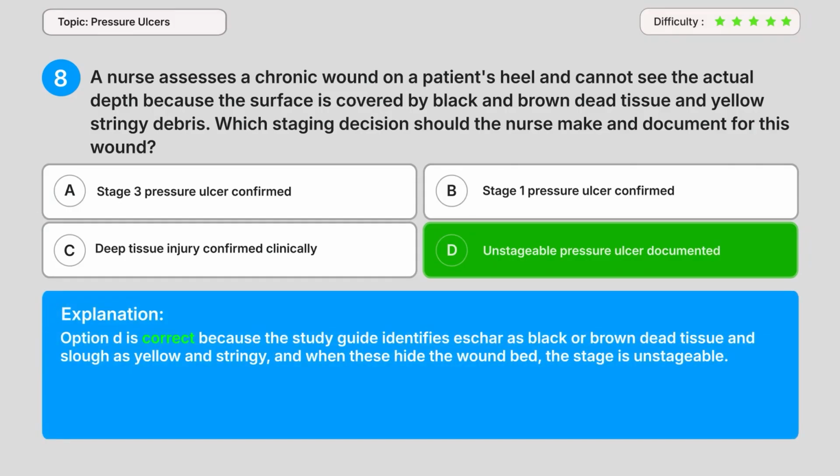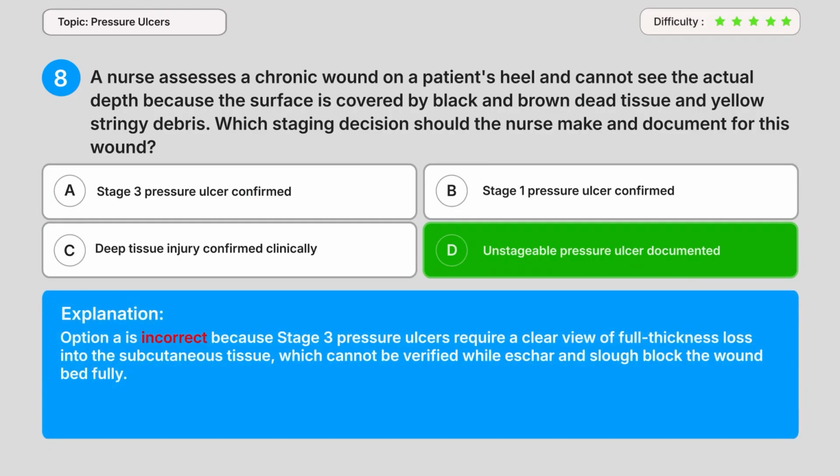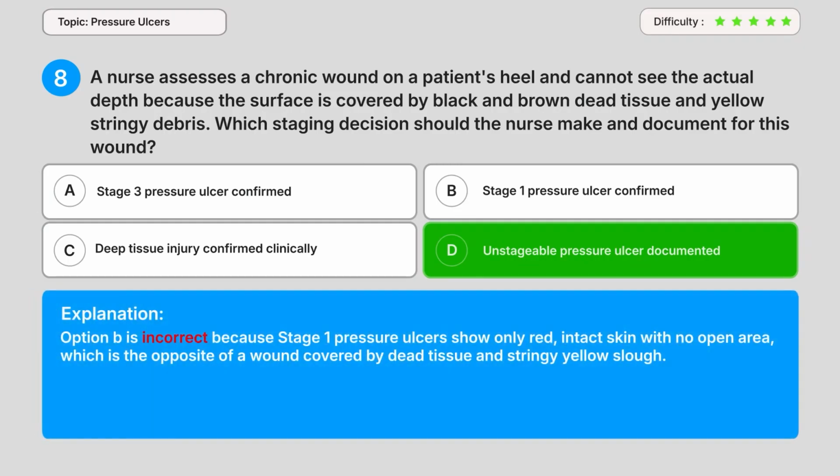Option D is correct, because the study guide identifies eschar as black or brown dead tissue and slough as yellow and stringy, and when these hide the wound bed, the stage is unstageable. Option A is incorrect because stage 3 pressure ulcers require a clear view of full thickness loss into the subcutaneous tissue, which cannot be verified while eschar and slough block the wound bed fully. Option B is incorrect because stage 1 pressure ulcers show only red, intact skin with no open area, which is the opposite of a wound covered by dead tissue and stringy yellow slough.